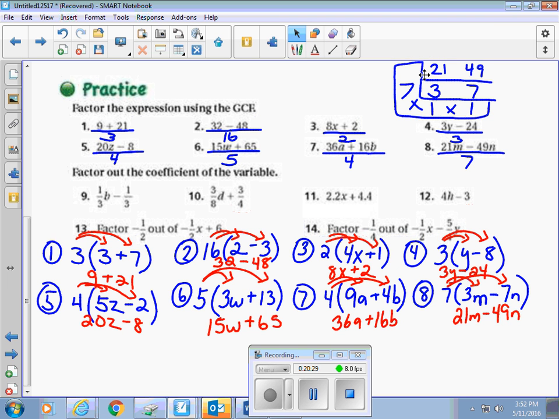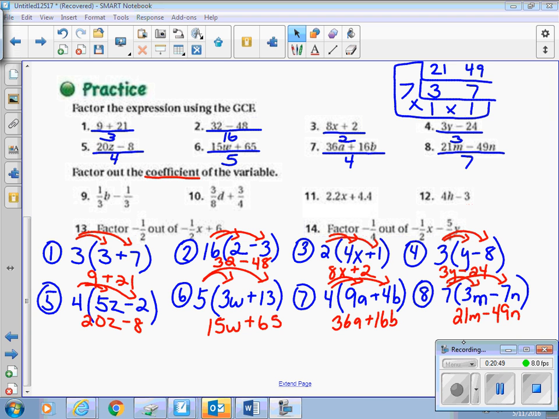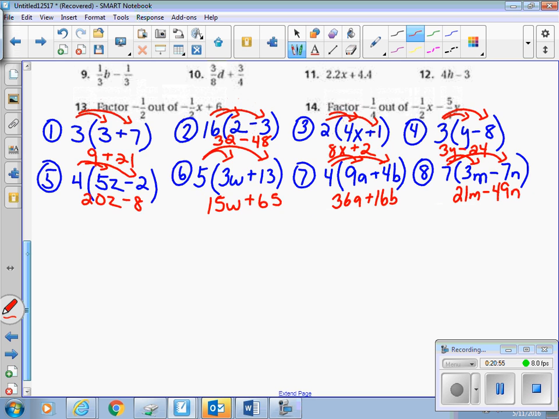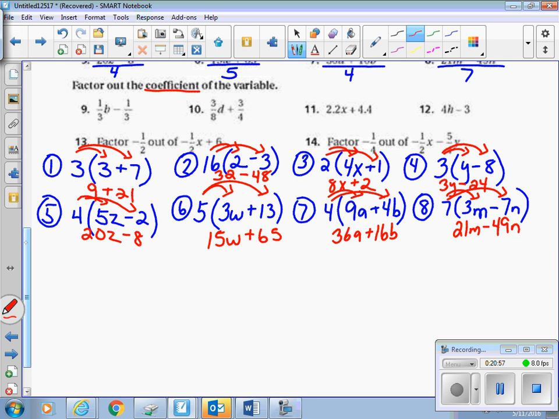All right, we're then going to move on to the second set of directions, which is asking you to not factor out the GCF now, but factor out the coefficient. So if we remember from the beginning of the chapter, a coefficient is a number that's attached to the variable. So in number 9, the coefficient, I'm going to look for the variable, which I see is b. What's attached to that b? 1/3 is.